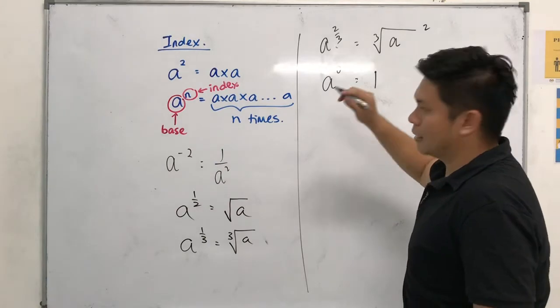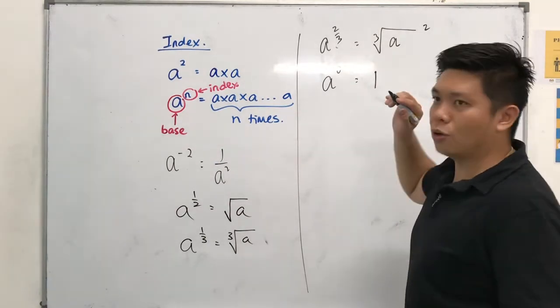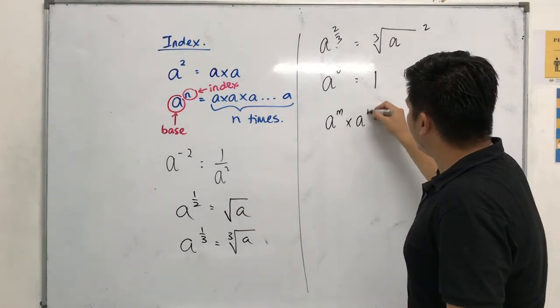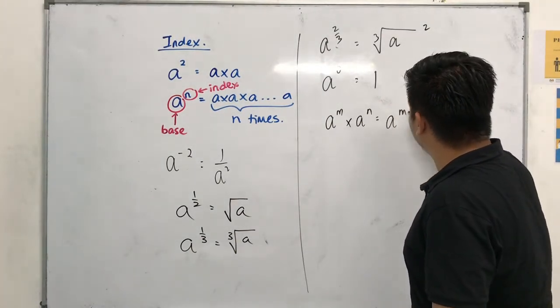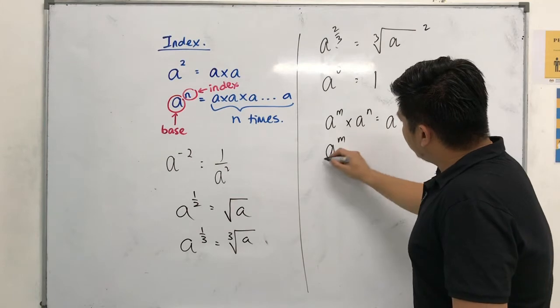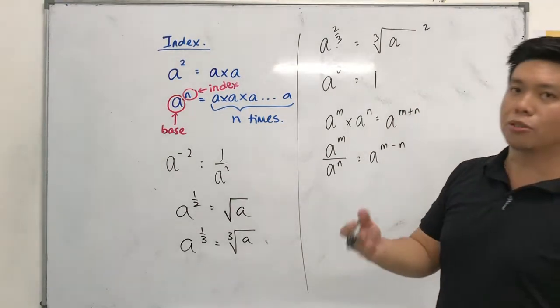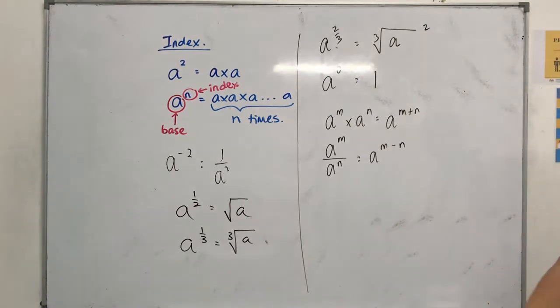Okay, we have learned something like this. The rules that you have seen in your indices: a to the power of m times a to the power of n is equivalent to a to the power of m plus n. A to the power of m divided by a to the power of n is actually a to the power of m minus n. I'm just doing some revision from what you have learned in your lower form.